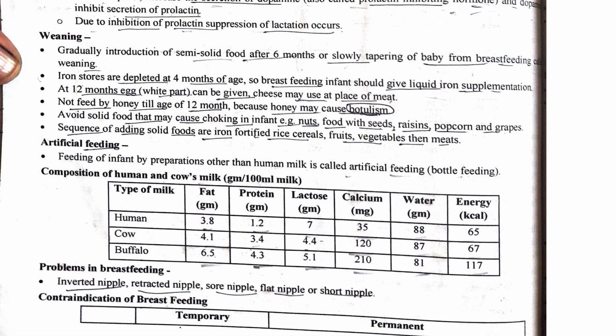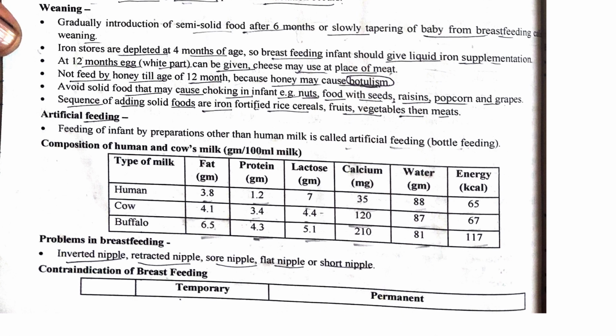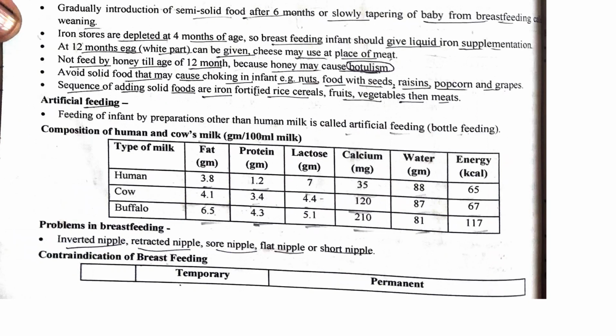Artificial feeding. Feeding of an infant with preparations other than human milk is called artificial feeding or bottle feeding. Composition of human and cow milk, grams per 100 ml milk. The types of milk are human, cow and buffalo. Fat is 3.8 in human milk, 4.1 in cow and 6.5 in buffalo. Protein is 1.2 gram in human, 3.4 in cow and 4.3 in buffalo. Lactose is 7 in human, 4.4 in cow, 5.1 in buffalo.